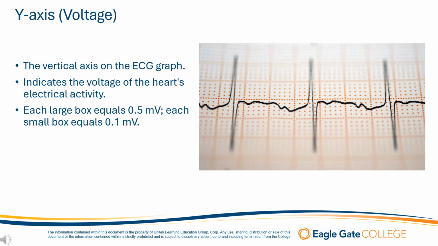Let's take a closer look at the y-axis on the ECG graph. Remember, that represents voltage. This axis is crucial for measuring the electrical intensity and electrical activity of the heart. So remember, the y-axis on the ECG graph is the vertical axis. It measures the voltage of the electrical signals produced by the heart. Voltage refers to the strength or amplitude of the electrical impulses as they pass through the heart's tissues. The primary function of the y-axis is to indicate the voltage of the heart's electrical activity.